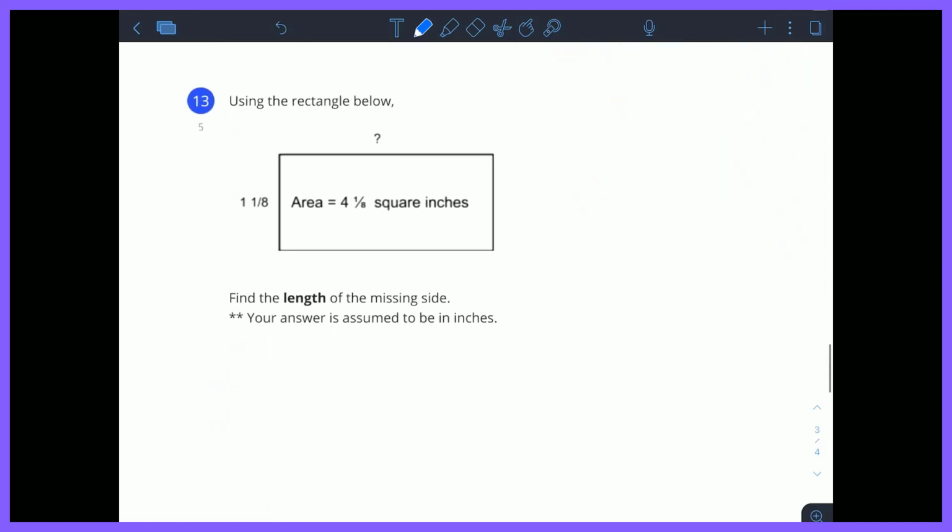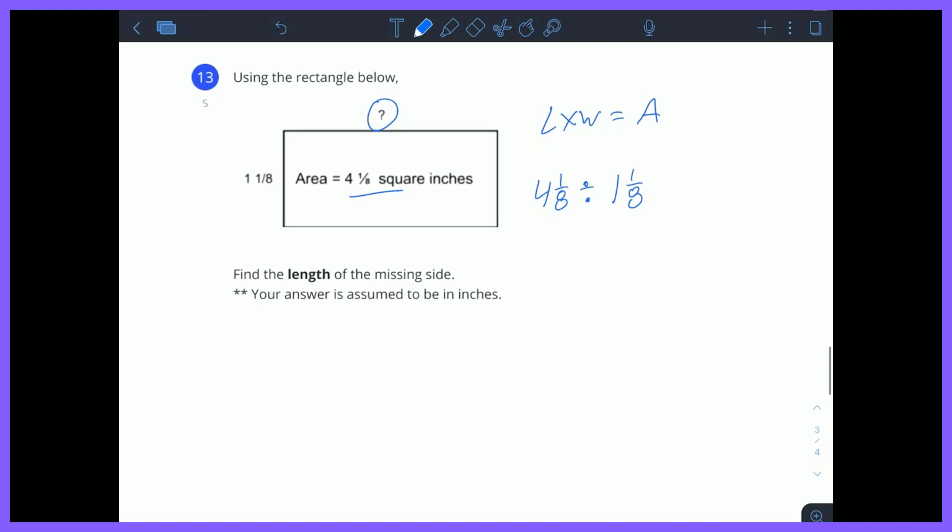Taking a look at the next question, it says, using the rectangle below, find the length of the missing side. Traditionally, in order to find area, we would do length times width to equal area. But in this problem, I gave you the area. So you have to go backwards. And backwards of multiplication is division. So in order to find the missing value here, I take the area, 4 1/8, and I divide, which is the opposite of multiplying, going backwards, by the side length provided. And this quotient will give me the side length that's unknown.